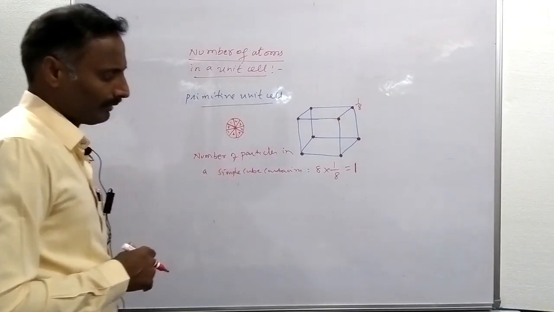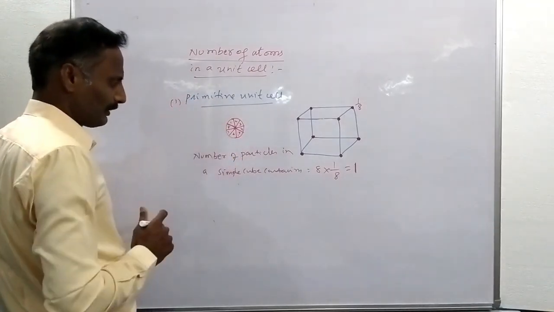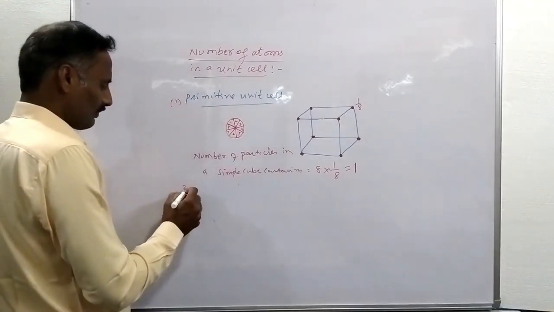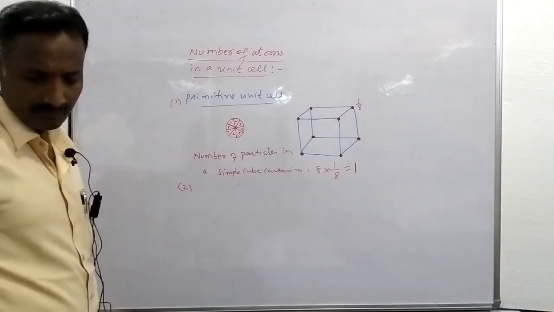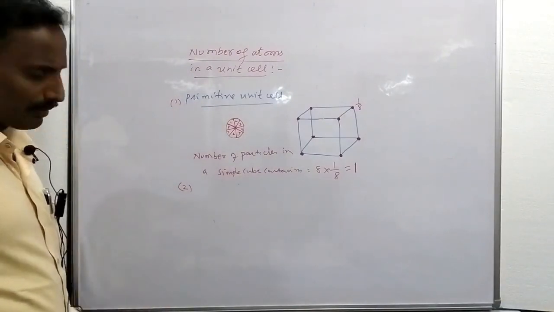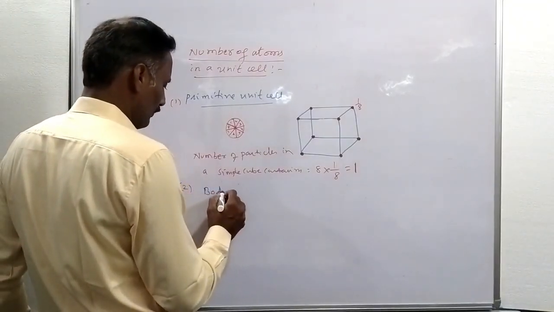This is the number of particles in a simple cube. Then coming to the second one, this is the number of particles in a body-centered cube, BCC, body-centered cube.